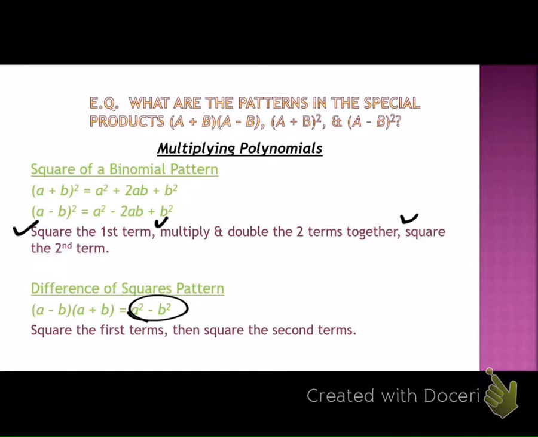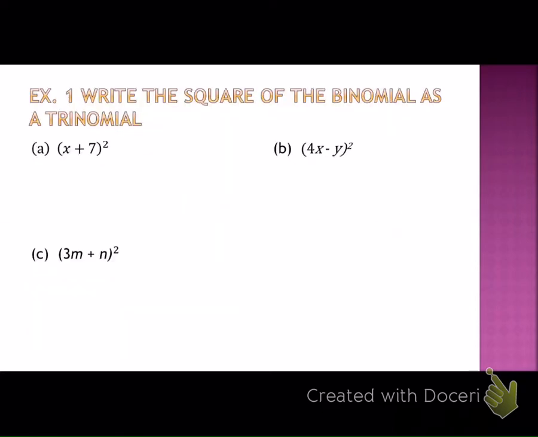All right, now, for those of you who are visual like me, you're probably slightly confused. So let's go put it into practice. But keep those steps right there in front of you. All right, example number 1. It says write the square of the binomial as a trinomial. So that means when we're done with this, how many terms should my answer have in it? 3. Very good.